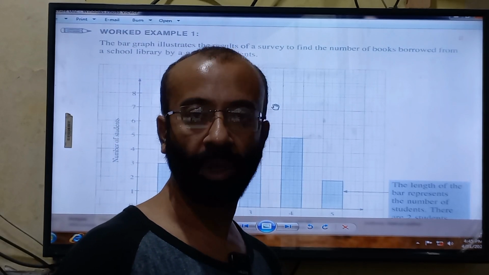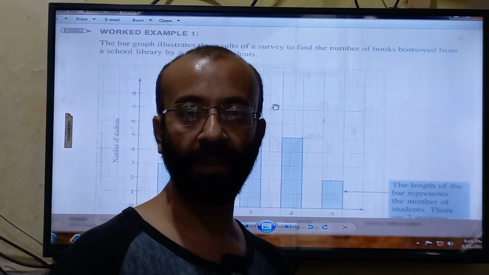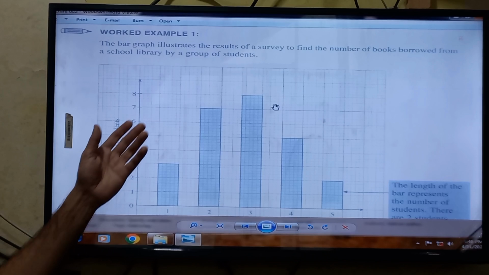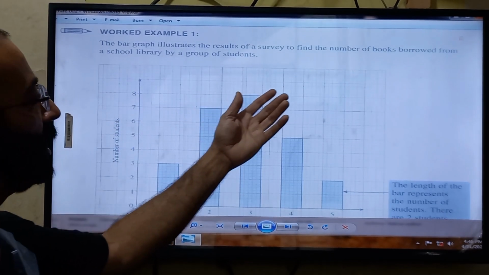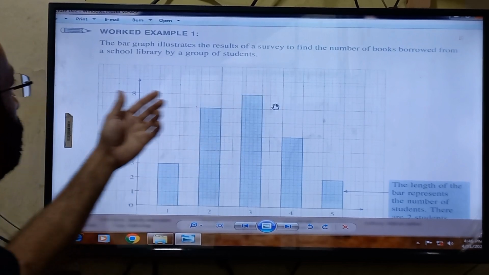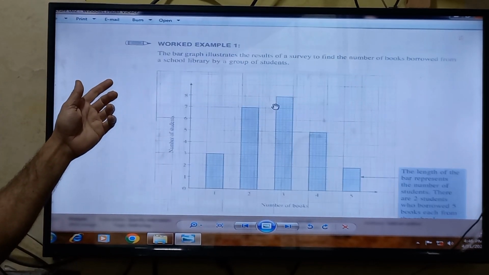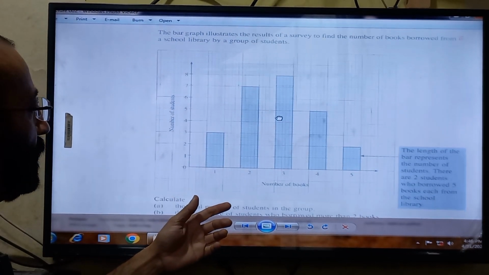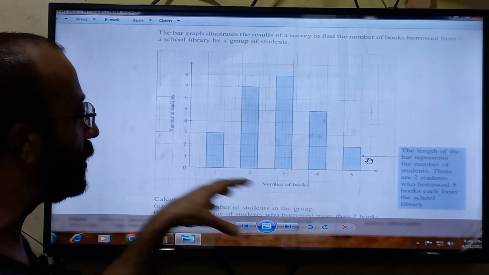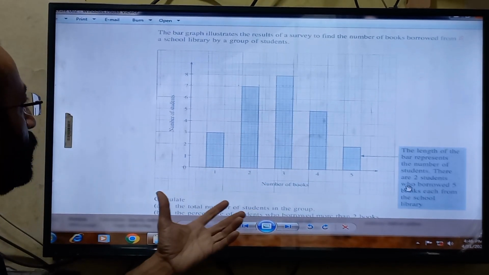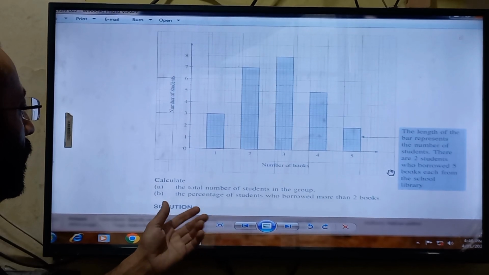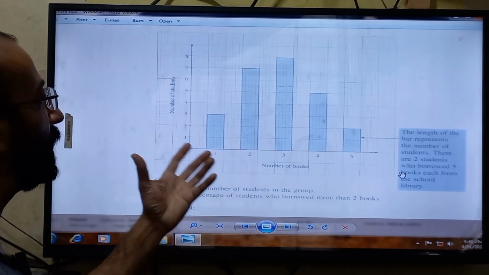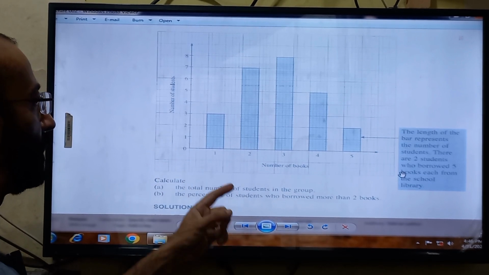Now we are going to solve a question that will make your concepts more clear about the bar graphs. So the question is, the bar graph illustrates the result of a survey to find the number of the books borrowed from school library by a group of the students. So look at the bar graph. This is an already drawn bar graph given in the question, and the first question is the total number of the students in the group. So you have to calculate the total number of the students in the group.